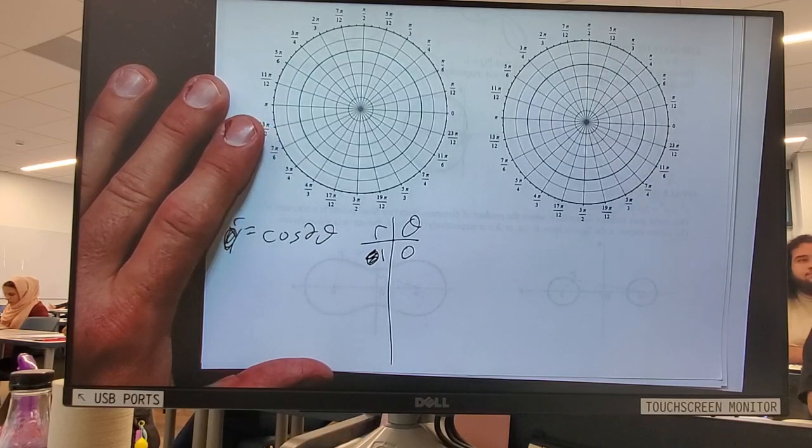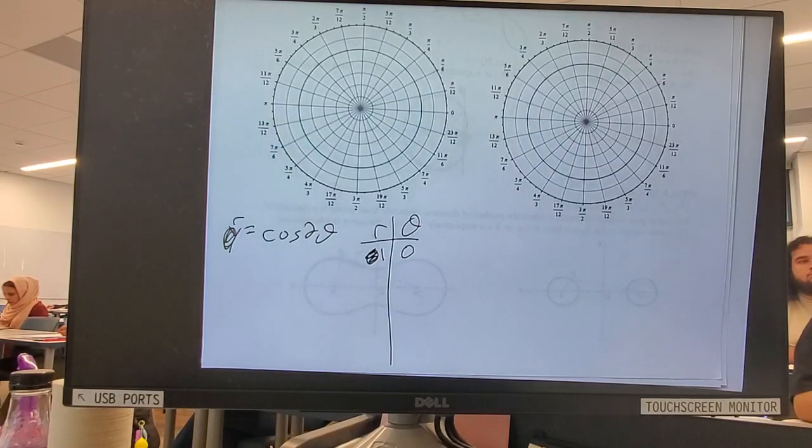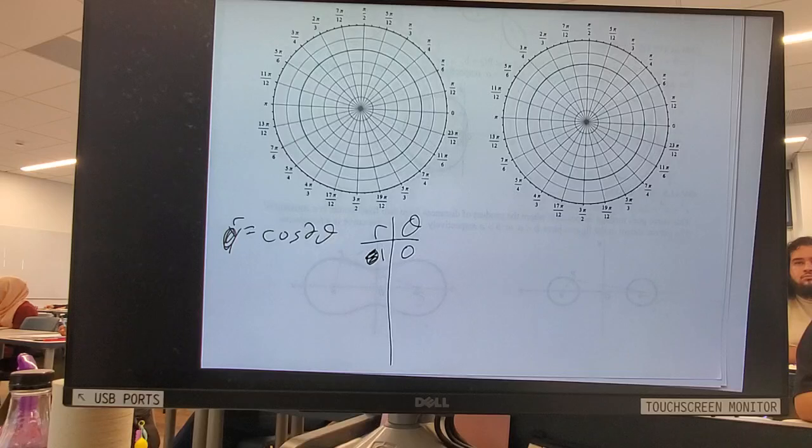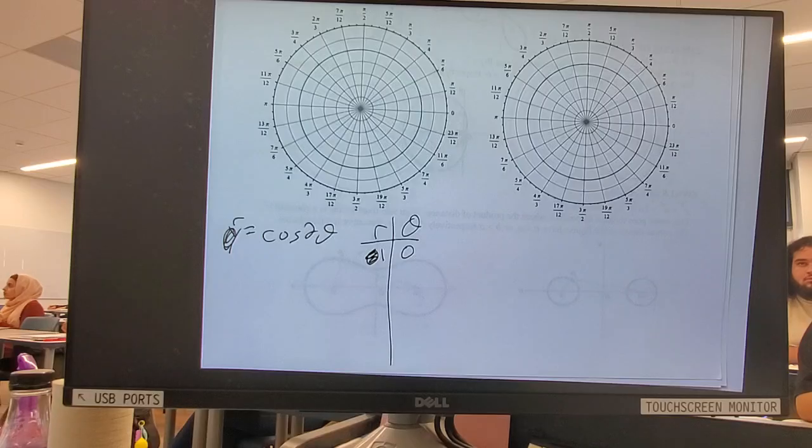Now, let me see if you guys. How do I end up evaluating this at pi over 4? What would I plug in? Pi over 2, when I double it, it would be pi. How do I make the inside pi over 4? What do I actually have to plug in? Pi over 8. Because the first thing this does is double any input.